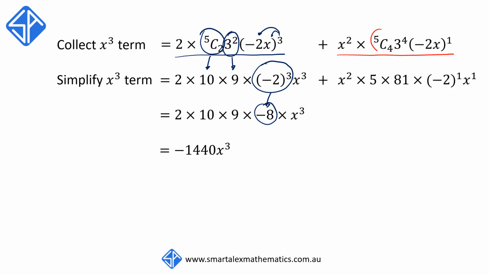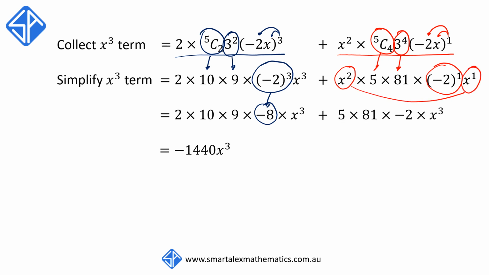We do the same for the second expression. The 5C4 reduces to 5, 3 to the 4 is equal to 81. The power of 1 applies to the negative 2 and the x so that we get (minus 2) to the 1 times x to the 1. This x squared and this x to the 1 term will multiply out to give us x cubed. So this becomes 5 times 81 times minus 2 times x cubed. Again, putting this into the calculator, we're going to get minus 810 x cubed.